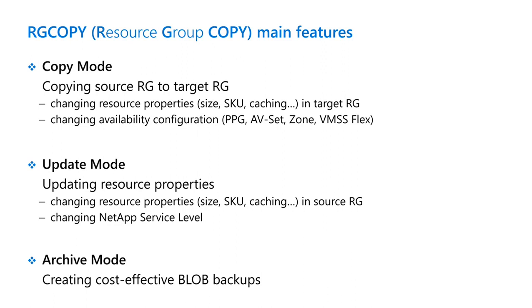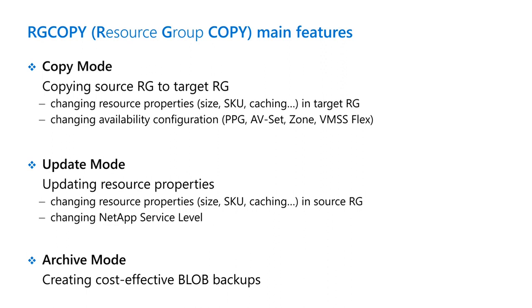In update mode, you can change resource properties in the source resource group. This is very useful when you have resource groups that are used very seldom. To save costs, you can stop all VMs while they are not used. However, you are still charged for the disks. Using update mode, you can easily convert all premium disks to standard SKU and all NetApp volumes to standard service level.